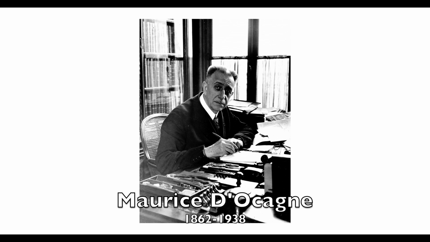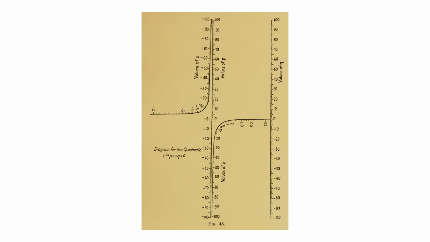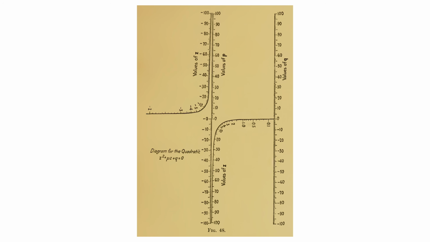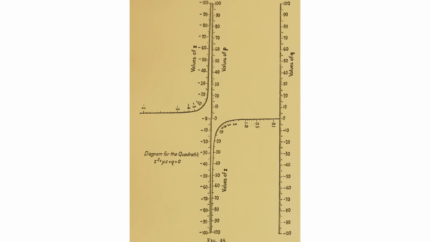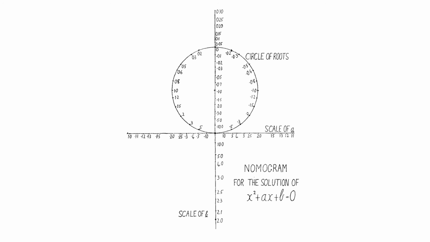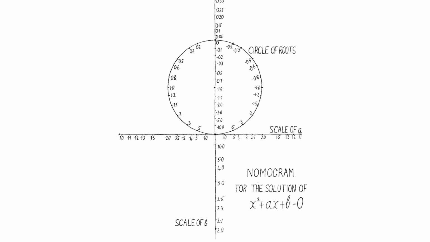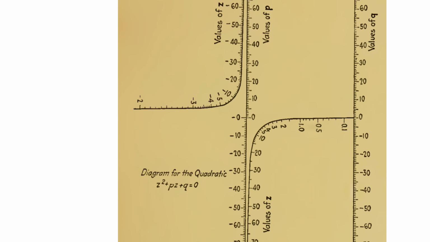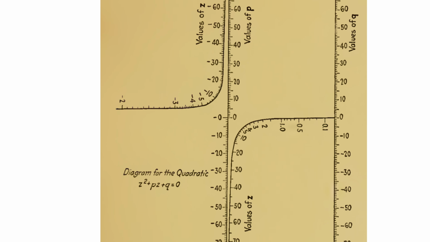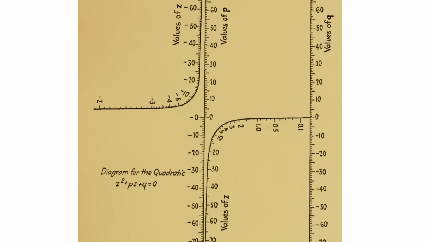D'Ocagne's does the same thing but uses a hyperbolic curve. And Whittaker says in the paper that his design is a little better because it's much easier to make your own. You just draw two straight axes and a circle. For D'Ocagne's, you need to draw a hyperbola that's lined up in this very specific way, which is hard to do precisely.